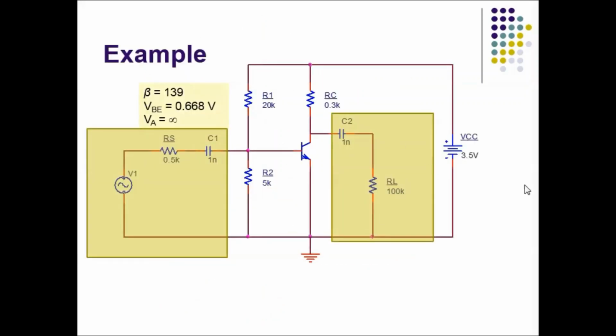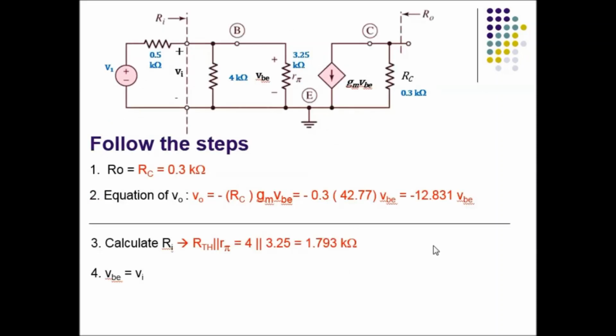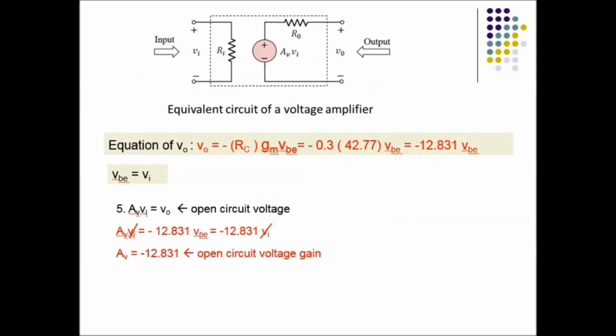So in this example, your emitter is grounded. So basically it's the same steps. However, this time, not only are you going to connect the input signal, you are also going to connect the load resistor at the output side of your amplifier. So the steps are almost the same with the previous example, the DC analysis, and then you follow the steps to calculate what is the AVOC. So the AVOC here is minus 12.831.